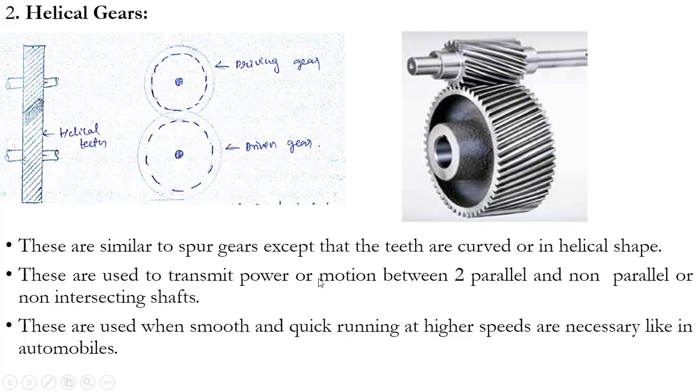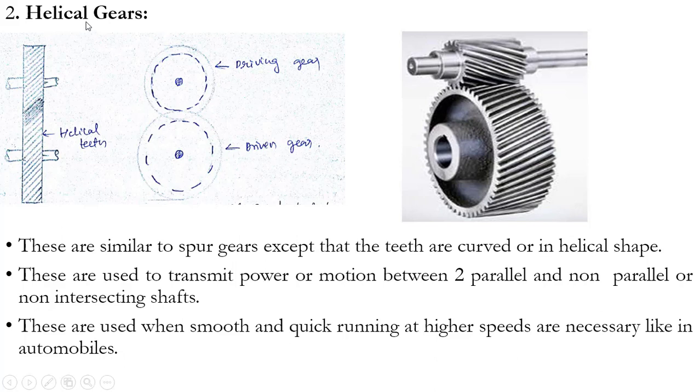These are used to transmit the power or motion between two parallel and non-parallel, non-intersecting shafts. So here I have shown parallel shafts, but these helical gears can be used even when the shafts are non-parallel but non-intersecting. Those two shafts should not intersect, and the shafts can be non-parallel. In that condition you can make use of helical gears, whereas spur gears can be used only when the shafts are parallel to one another.